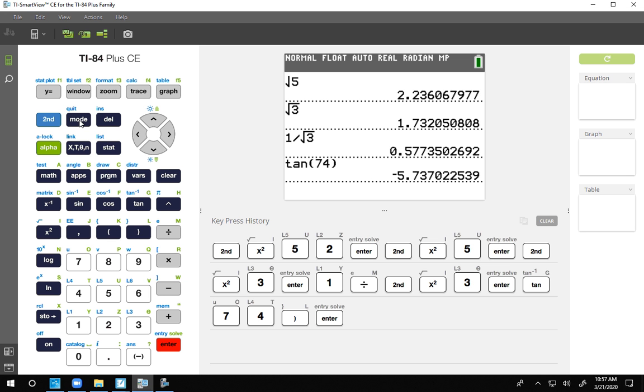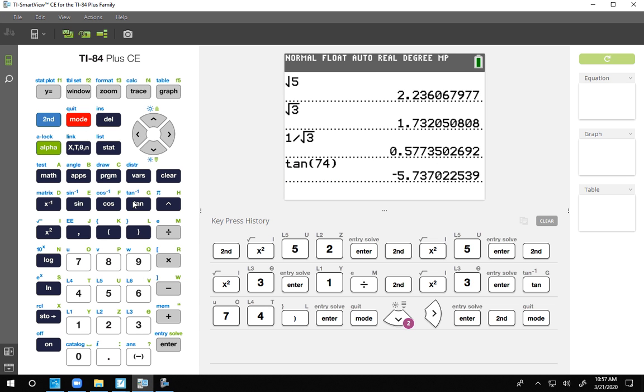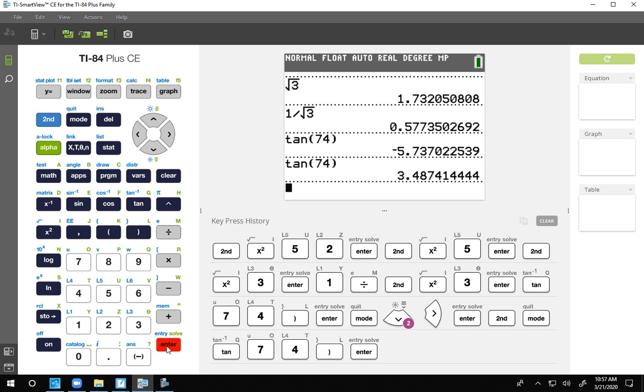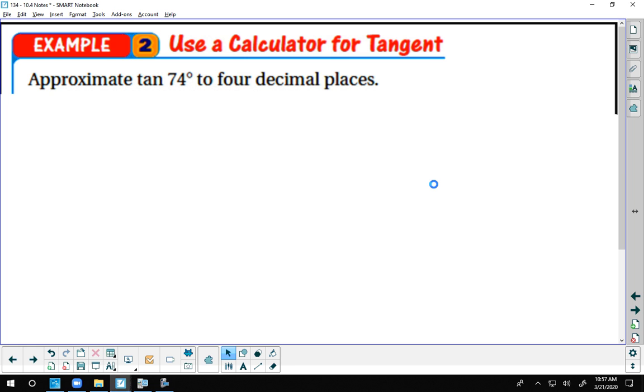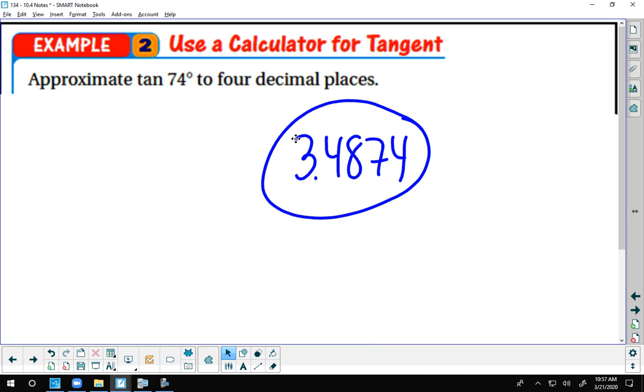Okay, my calculator is in the wrong mode. I'm going to go mode. We don't want radian mode, we want degree mode. So I'm going to enter. And now when I take the tangent, opposite over adjacent can't be negative because we're talking about side lengths, so that didn't make any sense. And it's because my calculator was in the wrong mode. There we go. So now 3.4874. So again, calculators have to be in degree mode.